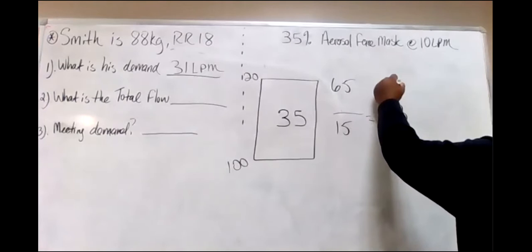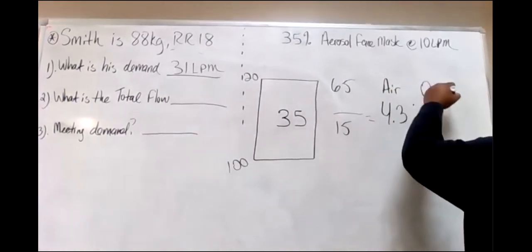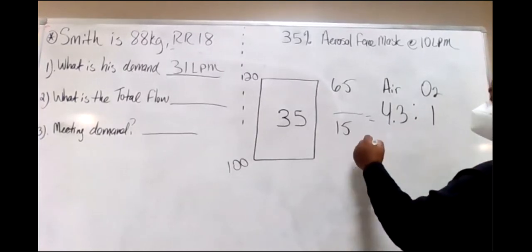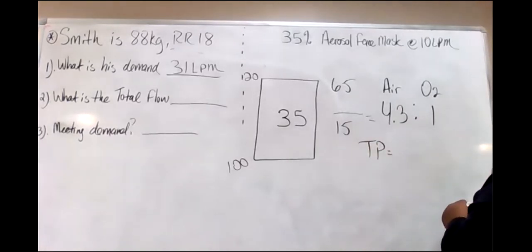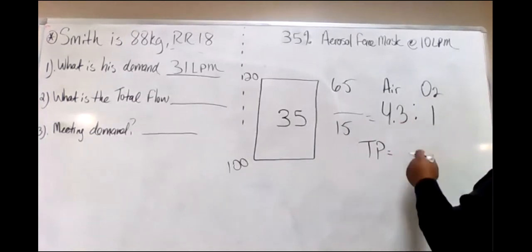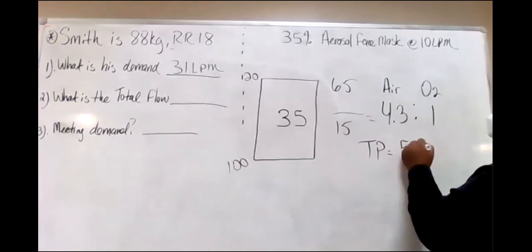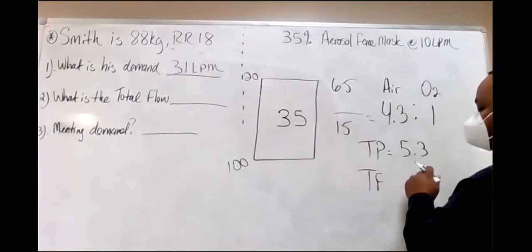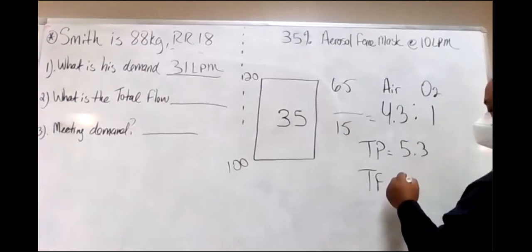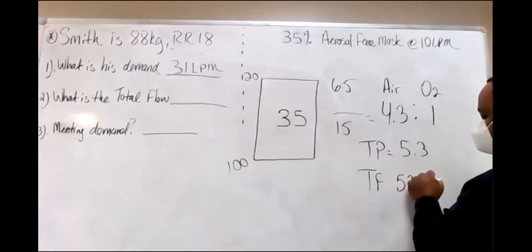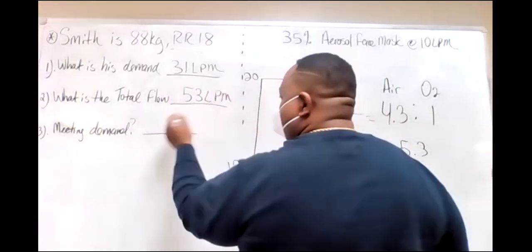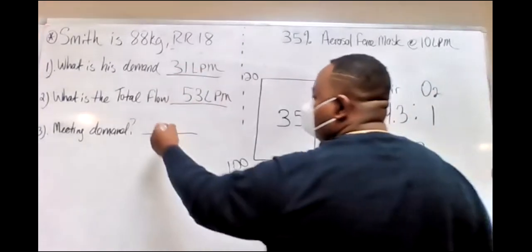4.3 parts air, and how many parts O2? One. So 4.3 parts air, one part oxygen gives me a total parts of 5.3. 4.3 plus one is 5.3. 5.3 total parts. And then my total flow is 5.3 times 10 liters per minute. So what is it? 53 liters per minute. So my total flow is 53 liters per minute. So am I meeting his demand, yes or no? Yes.